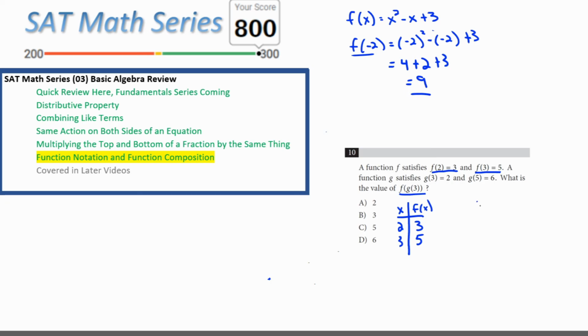And you do the same for g. Plugging in 3 into g gave you 2, and plugging in 5 gave you 6, from these two facts here. So you can see that g of 3, you evaluate g at 3, you get 2. So this is the same as asking what is f of 2. And here we see f of 2 is 3. And you can see that if you simply understand the notation and understand the composed function, it's very easy to get this problem correct.